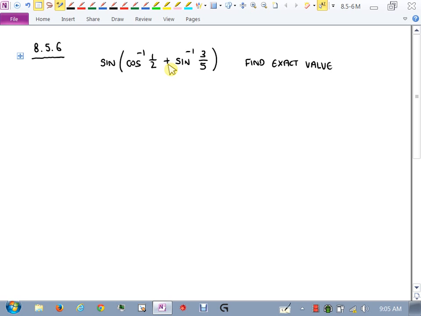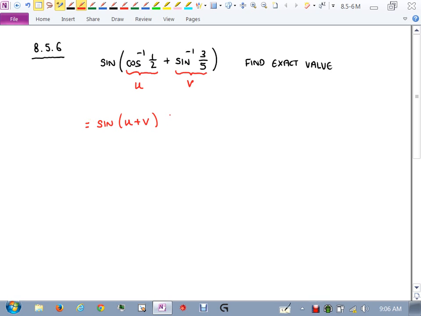Sum and difference formulas. So what I'm going to do is try and get you to realize that this whole expression, cosine inverse of 1/2, I could call that U, and I could call this whole expression over here V. If I do that, do you agree that this problem is the same as sine of U plus V? Do you agree? That's exactly the same then? Yes?